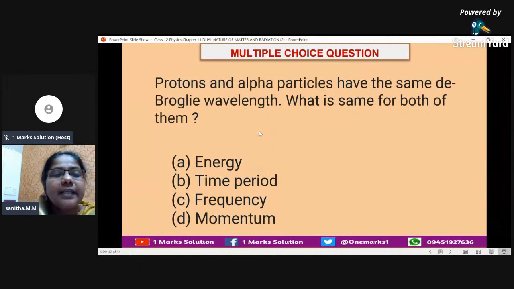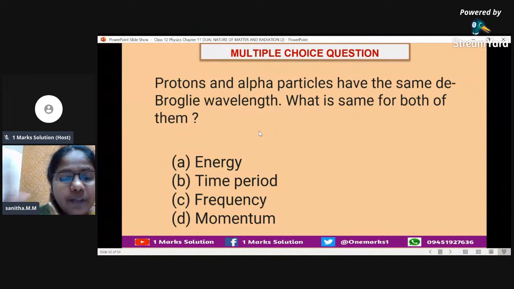Protons and alpha particles have the same de Broglie wavelength. That means lambda is equal to h by mv. We will take the simple equation first and see that it works for this question. Here lambda is the same. So what is the same for both of them? The answers given are energy, time period, frequency, momentum. Lambda is equal to h by mv means h is constant. So what is remaining? m into v.